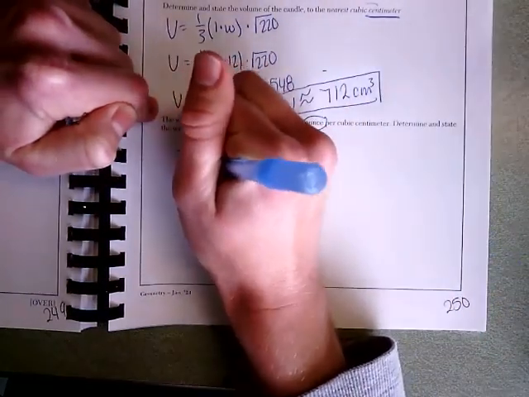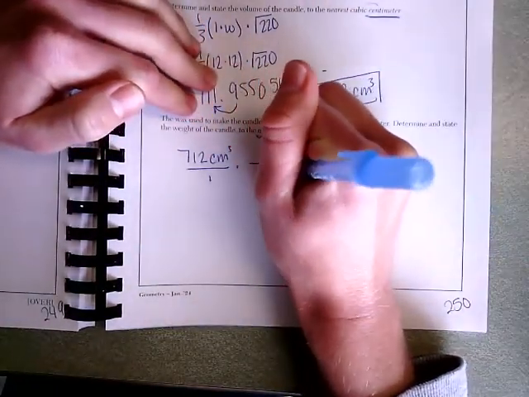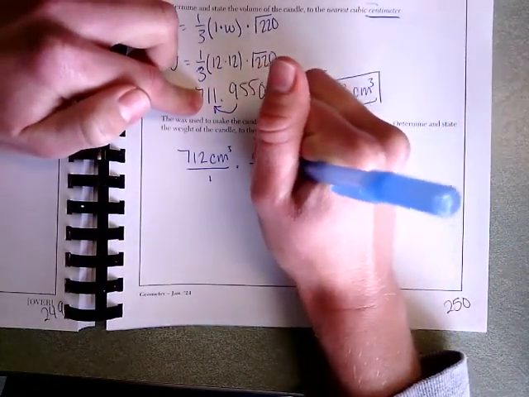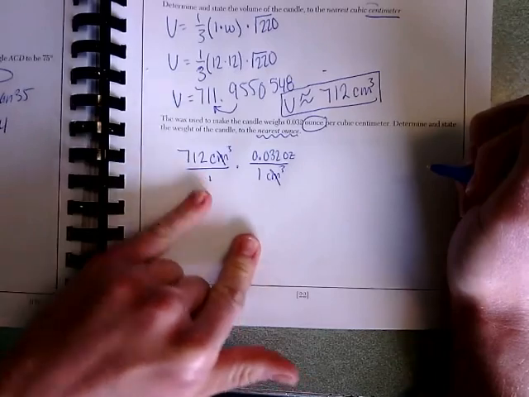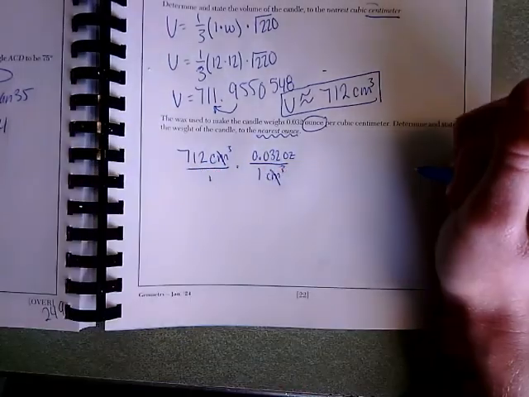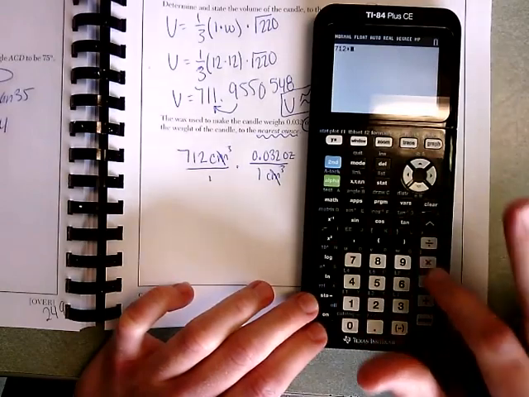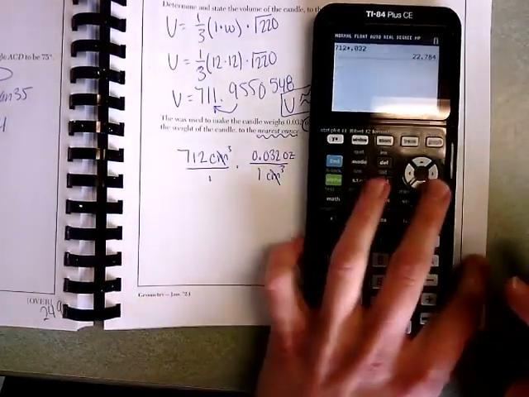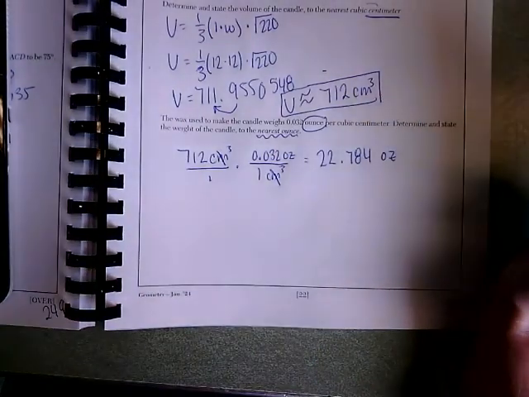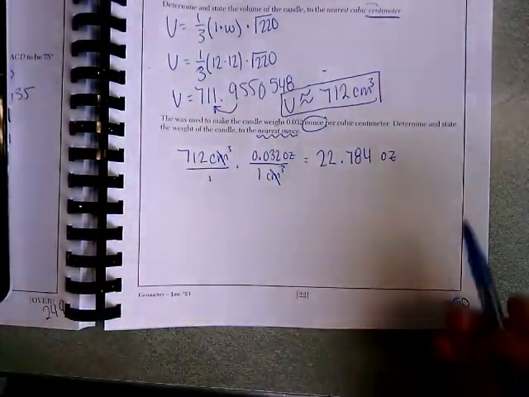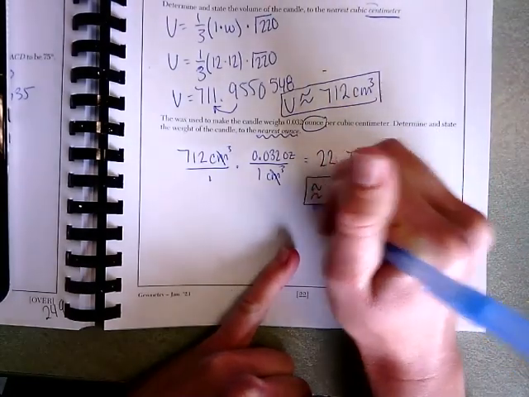Okay, so our volume is 712 cubic centimeters. Now, per 1 cubic centimeter, the wax weighs 0.032 ounces. Okay? Now, these cancel. So the way my unit conversion is set up, this tells me that I need to multiply these two things. So let's do 712 times 0.032. So that's going to equal this. Now, stop for a second. Now let's go back and figure out what we need to round to. So the nearest ounce, the nearest whole number, so 23 ounces is my answer for this part.